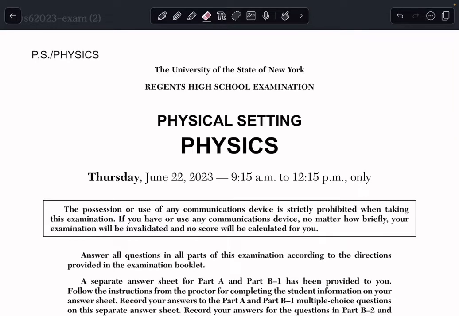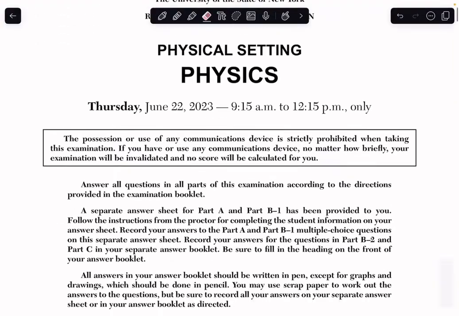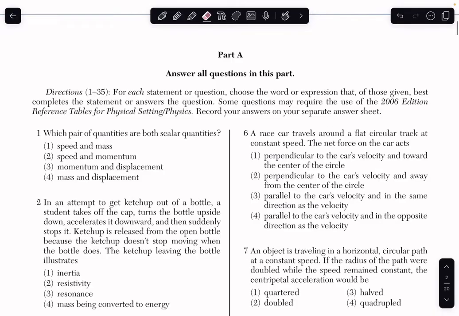Hi, so today we'll be reviewing the June 2023 Physics Regents. So starting off, number 1, which pair of quantities are both scalar quantities? For this question, we need to know what a vector quantity and what a scalar quantity is.